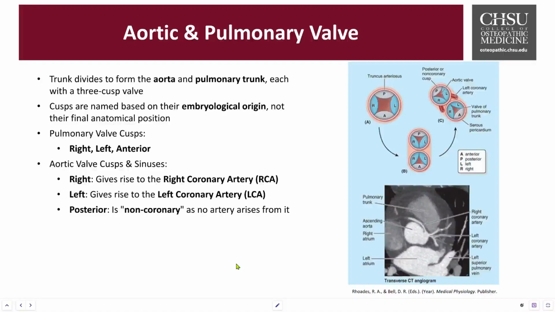On the right, we have a transverse CT angiogram that shows the view of these origins of where they come from. So the RCA over here, LCA over here, and the diagram on top shows you the positioning relationship of these valves, whether they're anterior, posterior, left, and right.